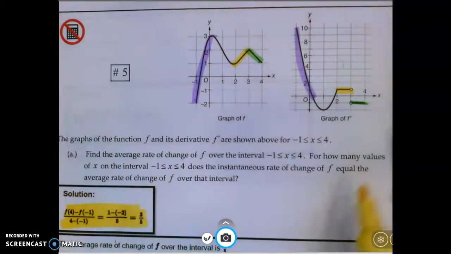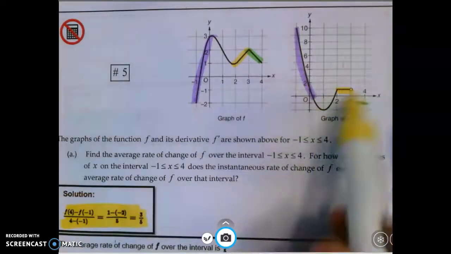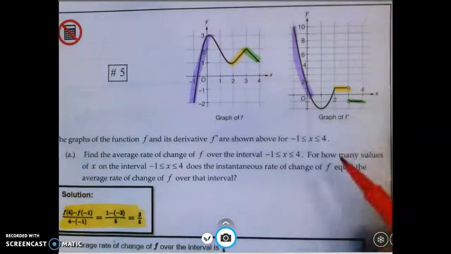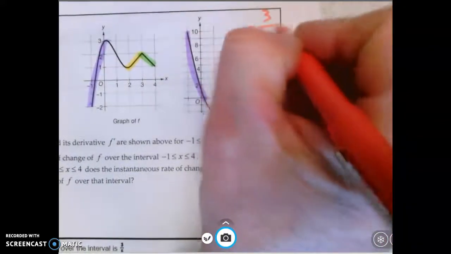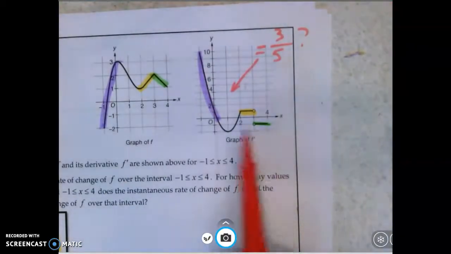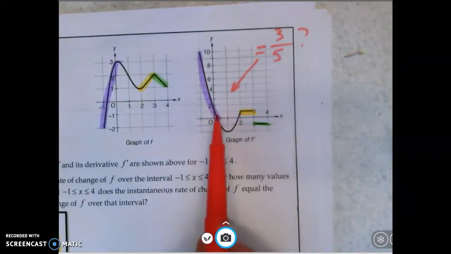And then it says, does the instantaneous rate of change of f equal the average rate of change in an interval? Well, this is the instantaneous rate of change. Therefore, when does this equal 3/5? That's our question. And this equals 3/5 right here, and it equals 3/5 right here.